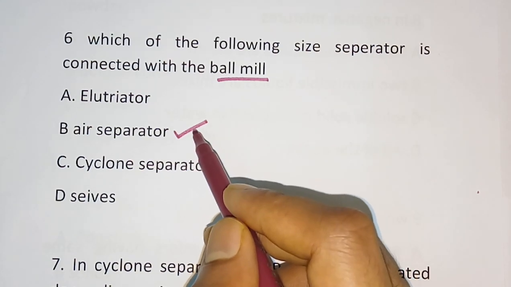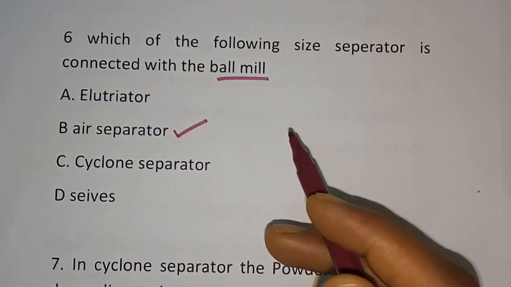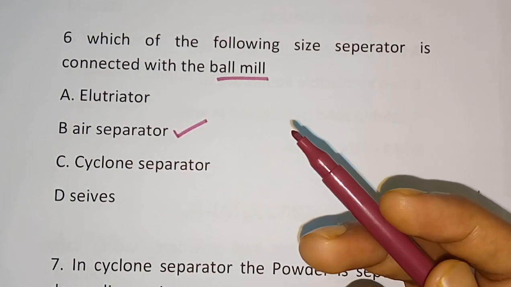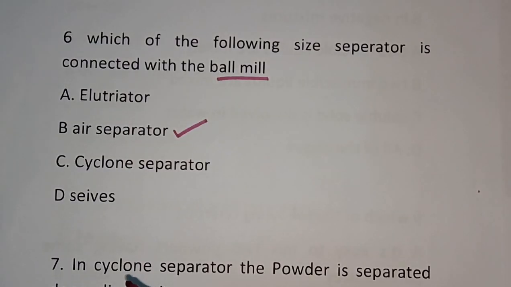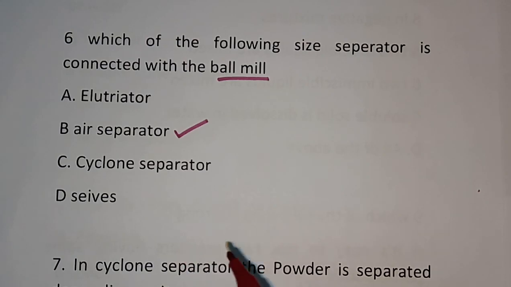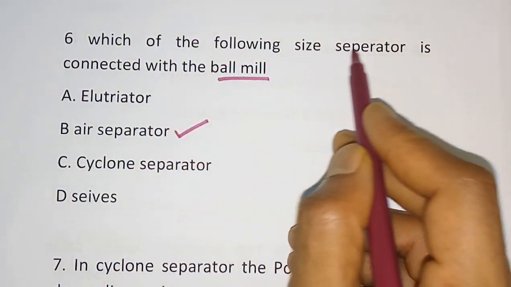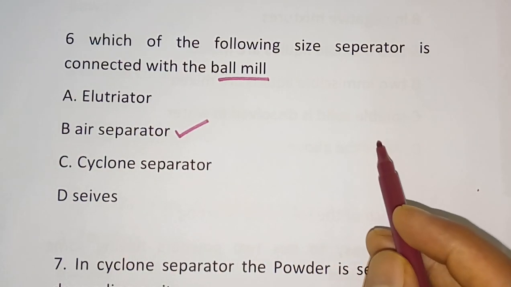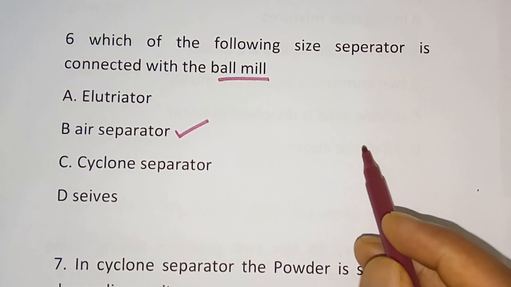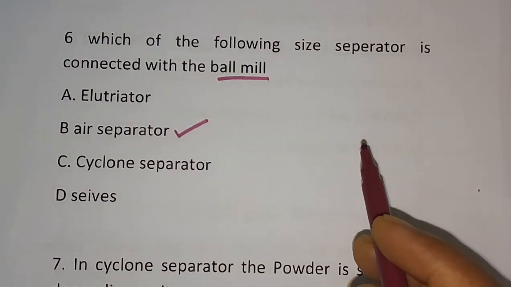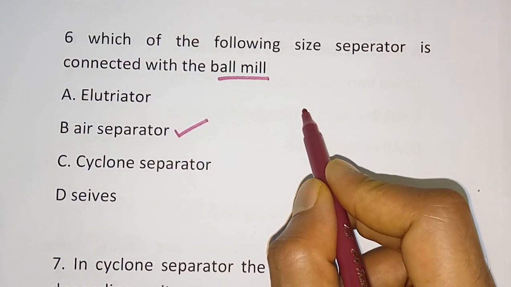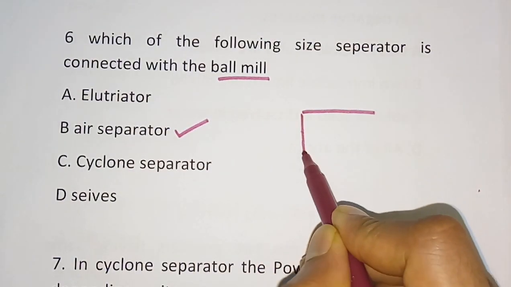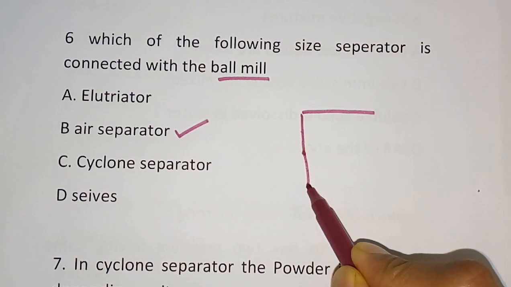Air separators are normally connected with the ball mill or hammer mill, to separate and reduce the particle size. In the case of the air separator, it works on the basis of the centrifugal method, the same method as the cyclone separator. So here there is a small difference. In the air separator, the picture will be like this.